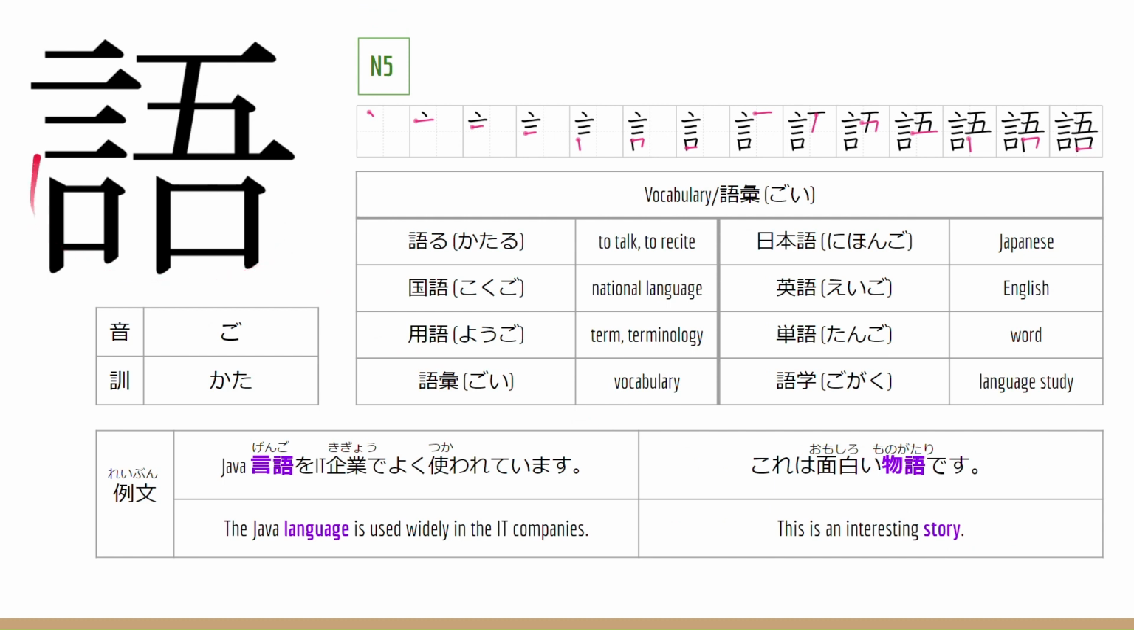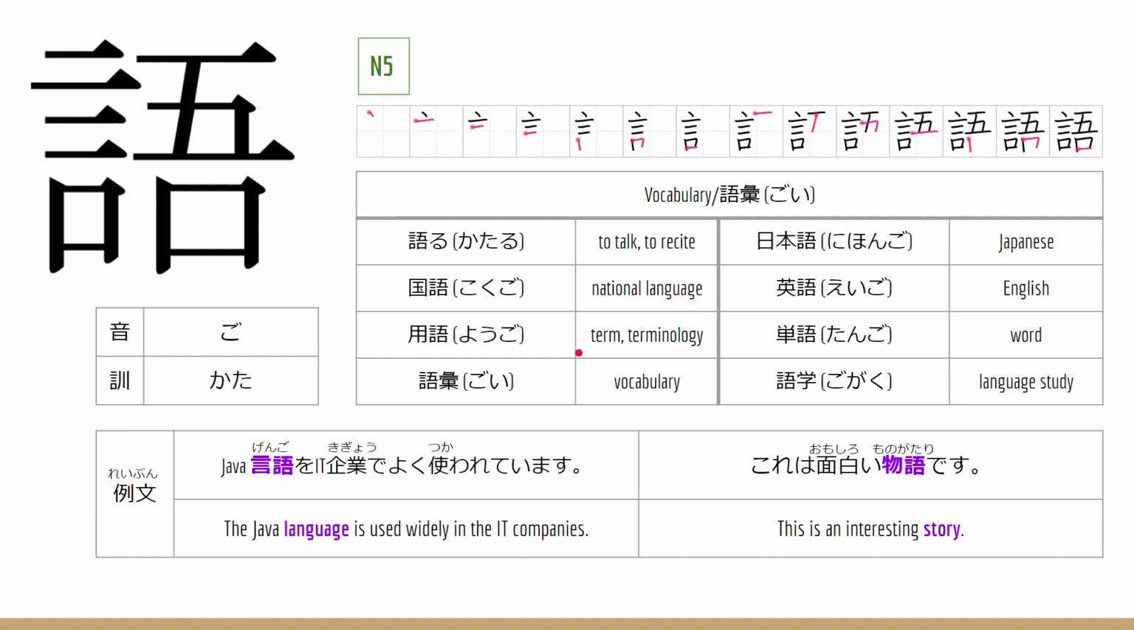This is the kanji go. This is a stroke order for this kanji. Now let's go into the onyomi and kunyomi of this kanji. The onyomi is go. And the kunyomi is 型。Now let's go into the vocabulary or 語彙。語る。This means to talk or to recite. 国語。This means national language.